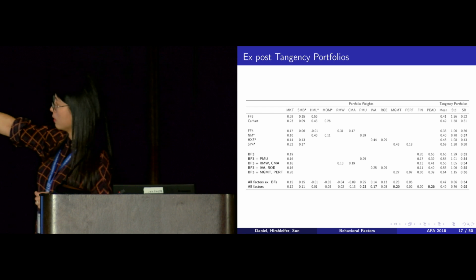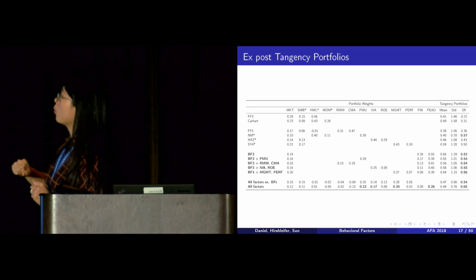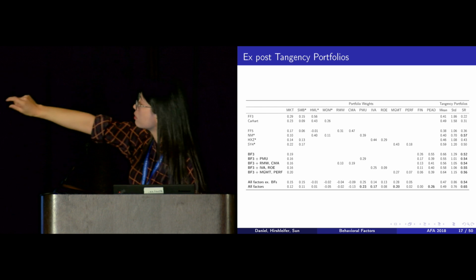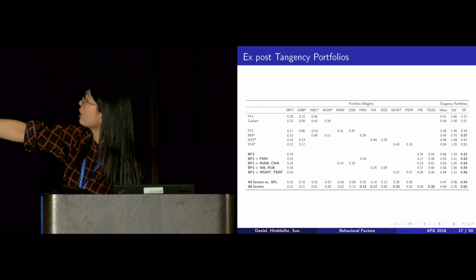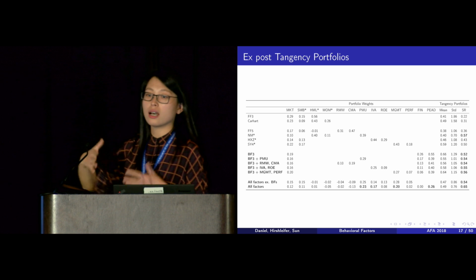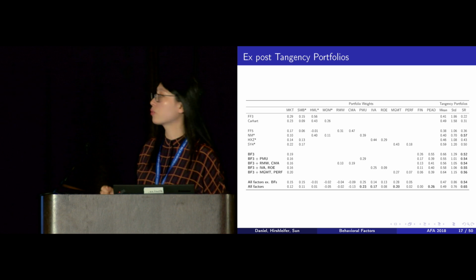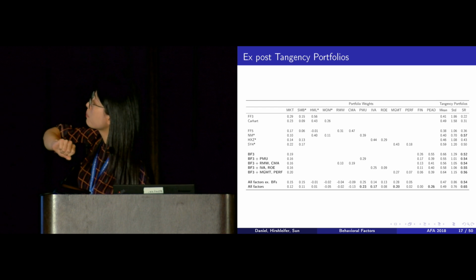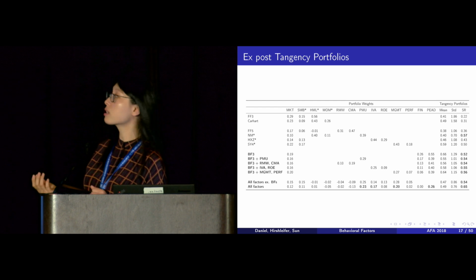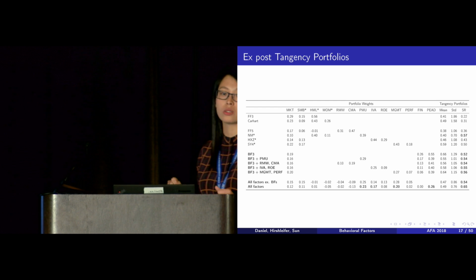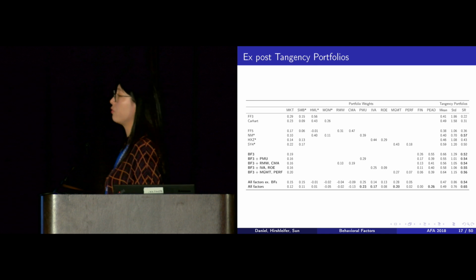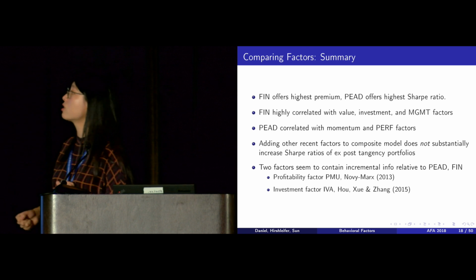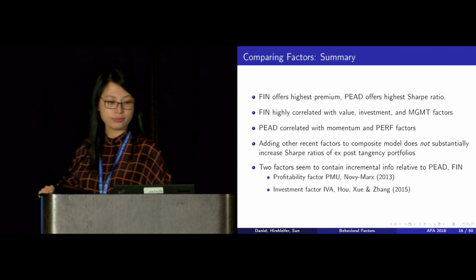At the bottom of the table, if I throw in all the factors, we see that the ex-post tangency portfolio puts 26% weight on the PEAD factor, 0 weight on the FIN factor, and 20% weight on the management factor, because the management factor is composite on several characteristics, including financing. They also put 23% and 17% weight on the PMU factor, the profitability factor of the Novy-Marx model, and the investment factor of Hou-Xue-Zhang's model. So it seems that the profitability factor of the Novy-Marx model and the investment factor of Hou-Xue-Zhang's model indeed have some incremental information relative to our PEAD and the financing factor.